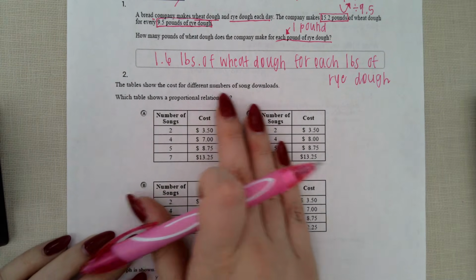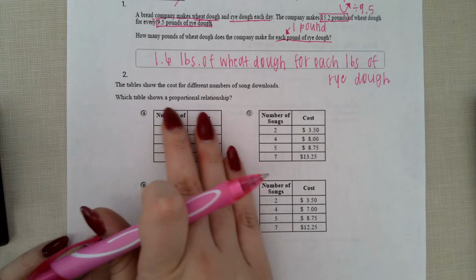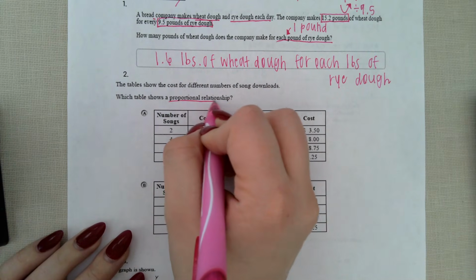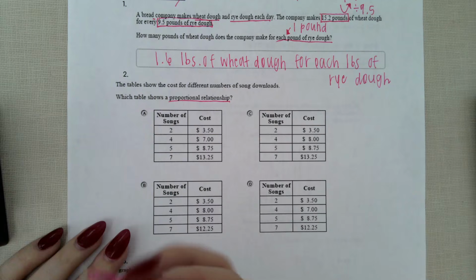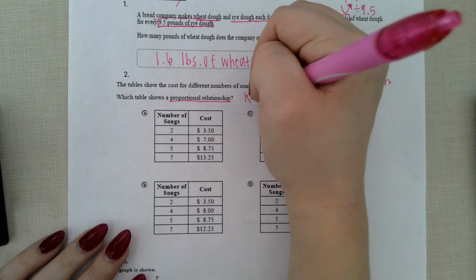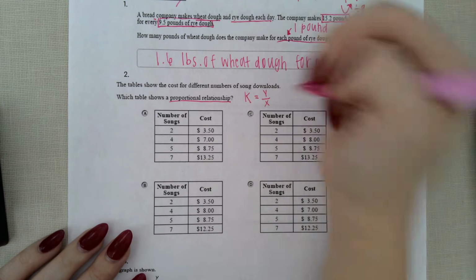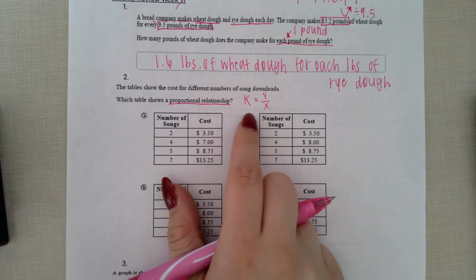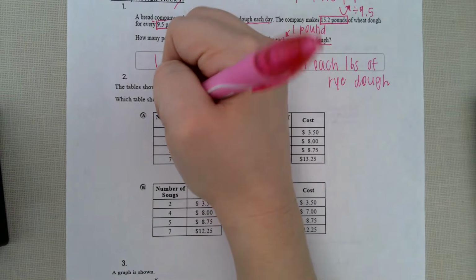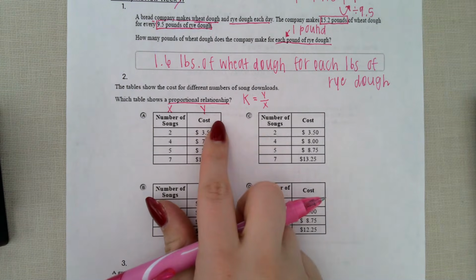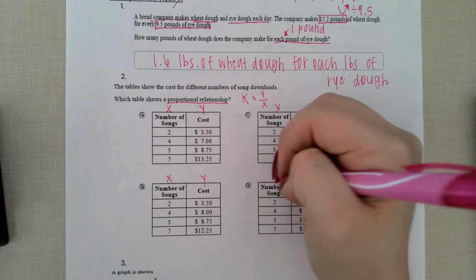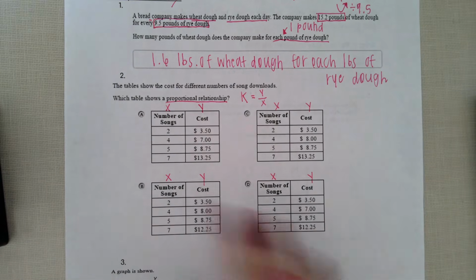It says, the tables show the cost for different number of song downloads. Which table shows a proportional relationship? So I need to think, it's telling me a proportional relationship. What is my equation for a proportional relationship? Hopefully we remember the k equals y divided by x, or my constant of proportionality equals y divided by x. So then let's go around. This is always my x, this is always my y on a table. So I'm going to label all of my x's and all of my y's.